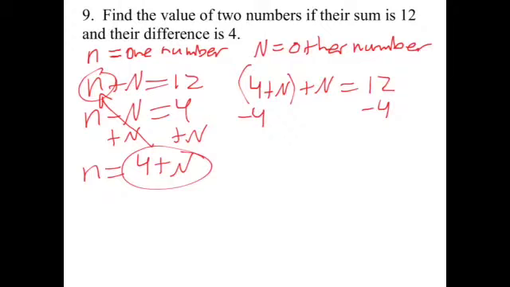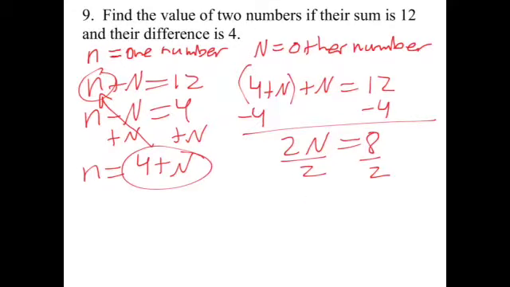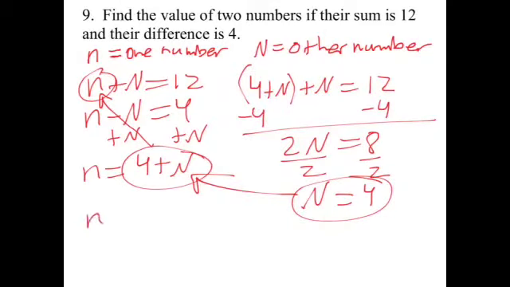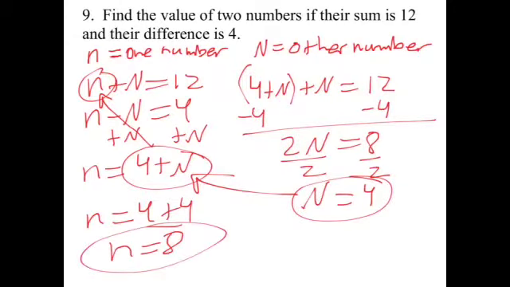So I can subtract 4 on both sides, and I'll combine like terms to get 2N equals 8. Divide both sides by 2. You get capital N equals 4. And I can take that number and plug it into my other equation to get lowercase n equals 4 plus 4. So lowercase n is 8. So our two numbers are going to be 8 and 4. Their sum is 12 and their difference is 4. And there we go.